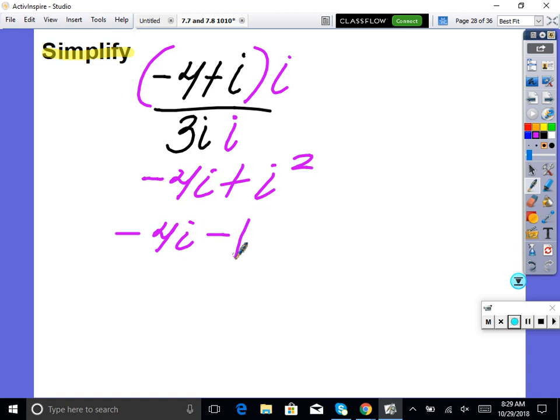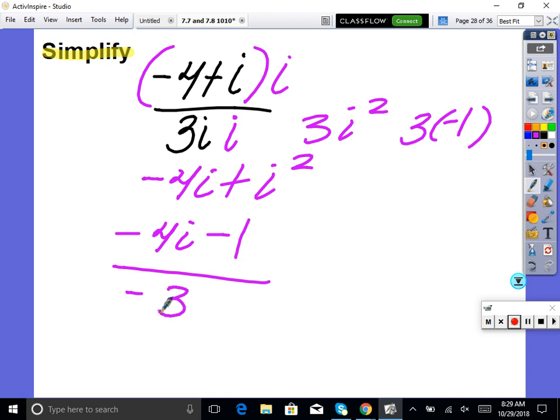Plus negative 1. And then on bottom, I would have 3i squared, which is 3 times negative 1. So on bottom, we'd have negative 3. Now, once again, they will not keep that negative on bottom when you're checking your answer. So they'll say, I'm going to take it to the top. So I would change that sign, change that sign. So the answer in the back of the book or on the side would be 4i plus 1 over 3, which is the equivalent answer to yours.